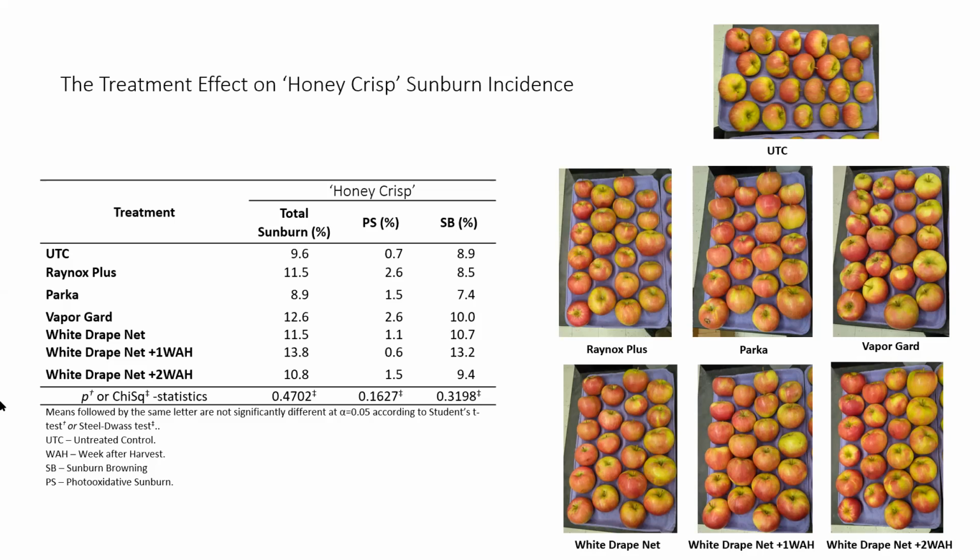Even more, if we look only at the numerical values, actually every treatment except Parka had higher sunburn incidence than control. Unlike any previous year, we have not noticed sunburn necrosis, and that is why we have not reported that type of sunburn here. Again, the most prevalent type of sunburn symptoms was sunburn browning.